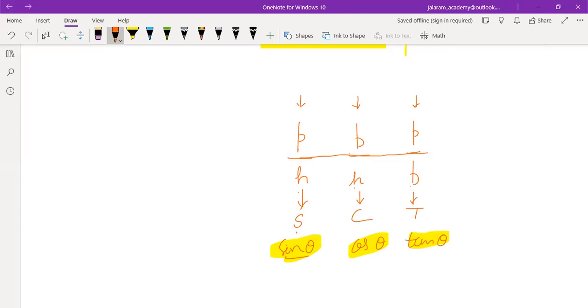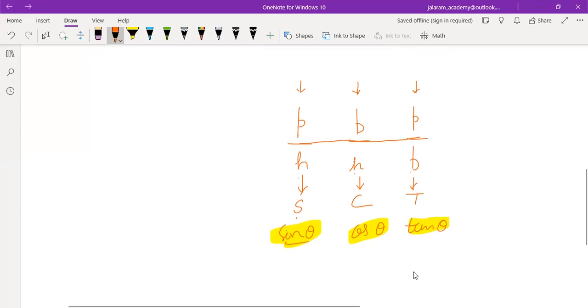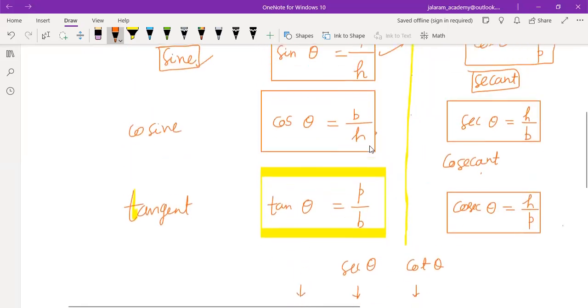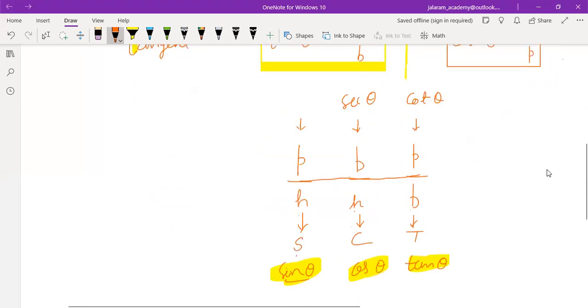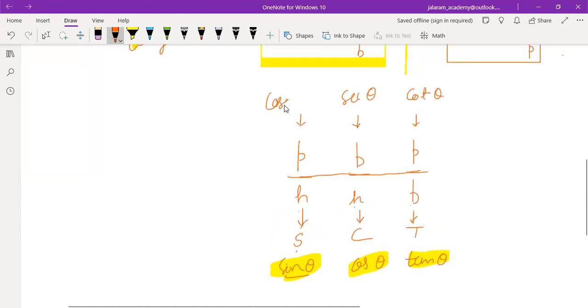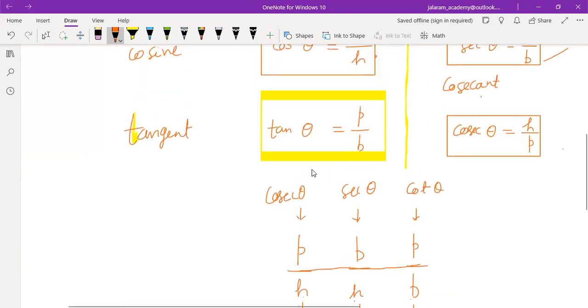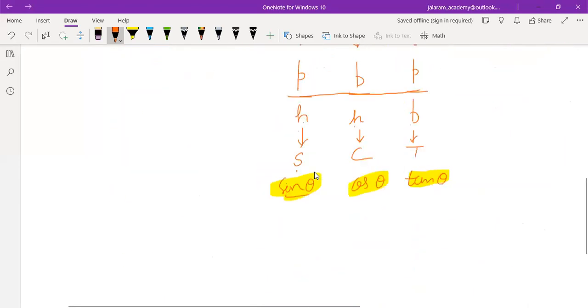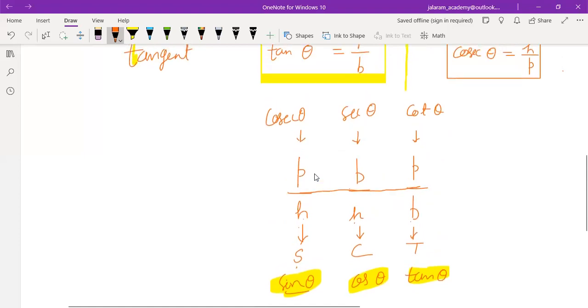Now, the reciprocal of tan theta is cot theta. Means it is equal to base upon perpendicular. Reciprocal of cos theta is sec theta, which is the ratio of hypotenuse upon base. And reciprocal of sin theta is cosec theta, which is the ratio of hypotenuse upon perpendicular. In this way, you can learn all the 6 ratios.